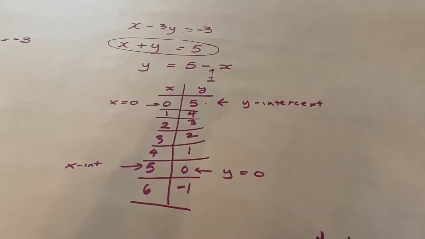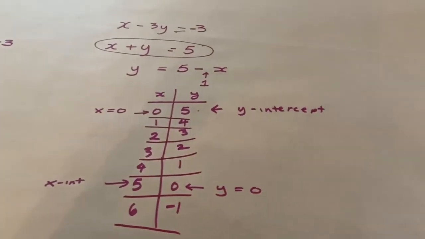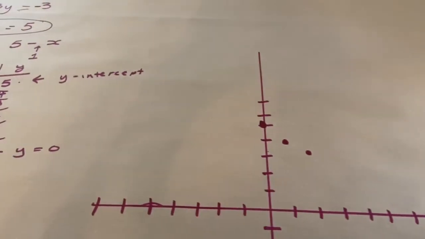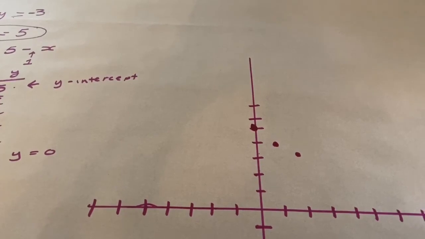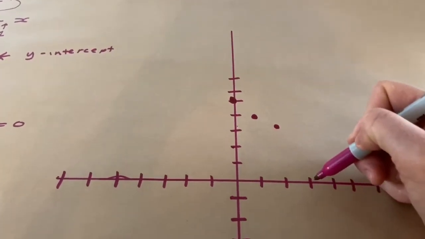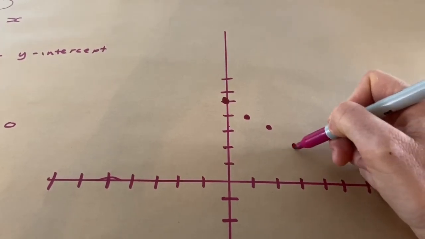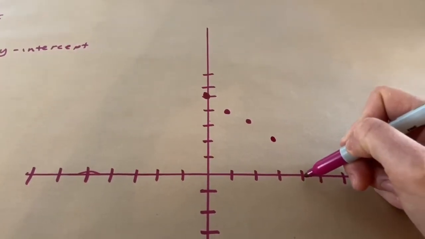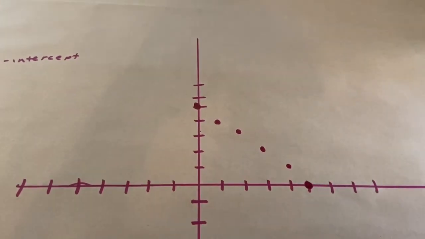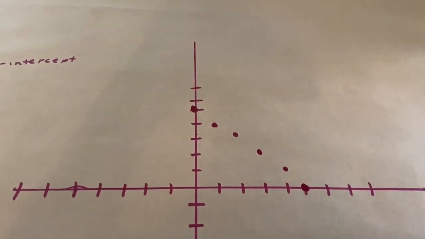Okay, so let's graph the first equation we looked at. Let's graph y is equal to 5 minus x. So we know it starts at 5. The y-intercept's 5. At 1, it's 4. At 2, it's 3. At 3, it is 2. At 4, it is 1. At 5, it is 0. And we can make a line. I'm going to do that right now.